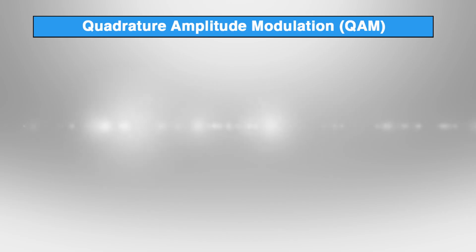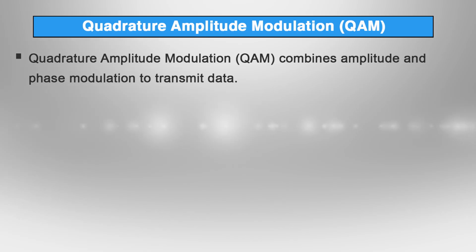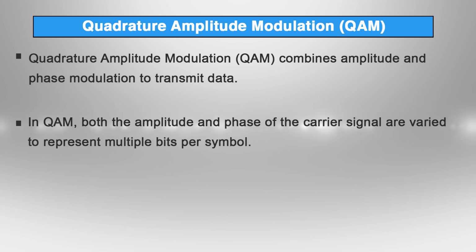Now come to quadrature amplitude modulation. Basically, quadrature amplitude modulation combines amplitude and phase modulation to transmit data. In quadrature amplitude modulation, both the amplitude and phase of the carrier signal are varied to represent multiple bits per symbol. Quadrature amplitude modulation is widely used in digital communication systems due to its ability to achieve high data rates.